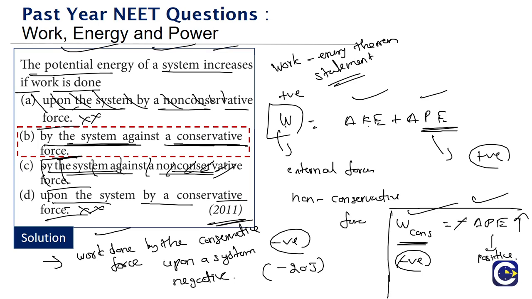But generally when we say D, this is actually telling about the conservative force doing some positive work. That is not what we are requiring here. What are we requiring here? The work done by the conservative force on the system negative. In other words, the system itself is doing work against the conservative force. So the correct statement is what? Option B.